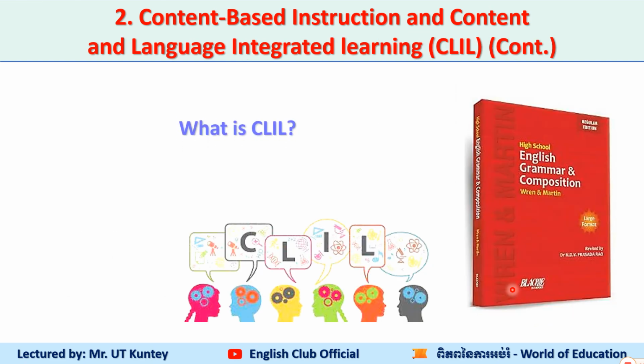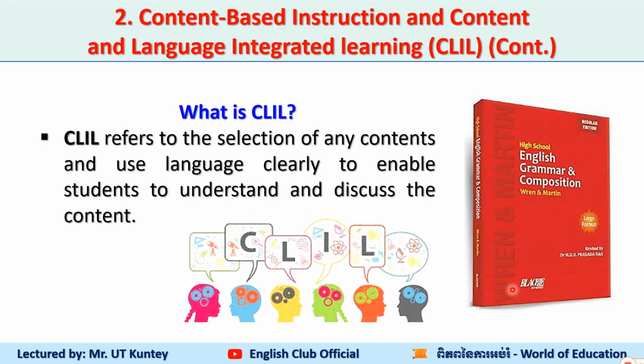But when we talk about CLIL, we focus on your selection of any content and use language clearly in order to make your students understand or discuss the content. For example, I choose the English subject. English subject is the CBI. But inside English, we have 4 macro skills: reading, writing, listening, speaking, as well as grammar and vocabulary. Is it correct, everyone? Hello? Can you hear me?